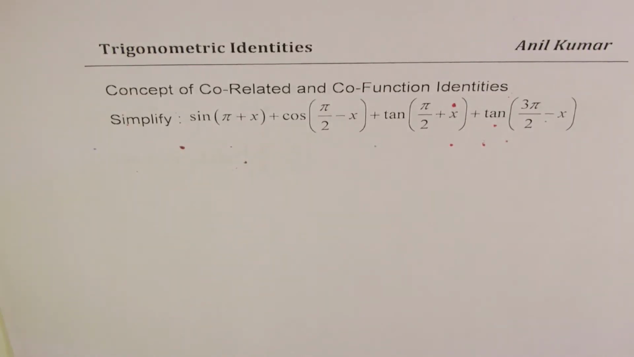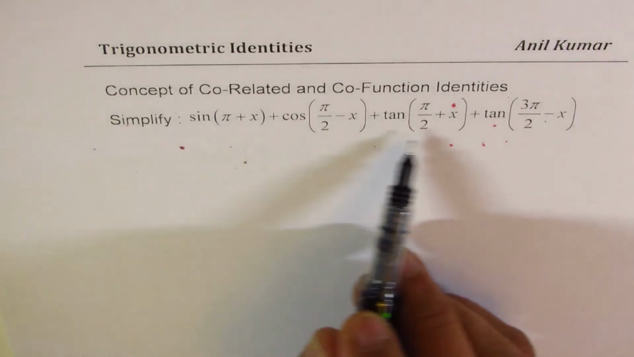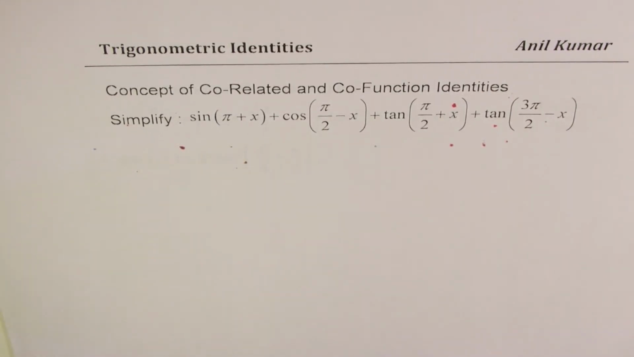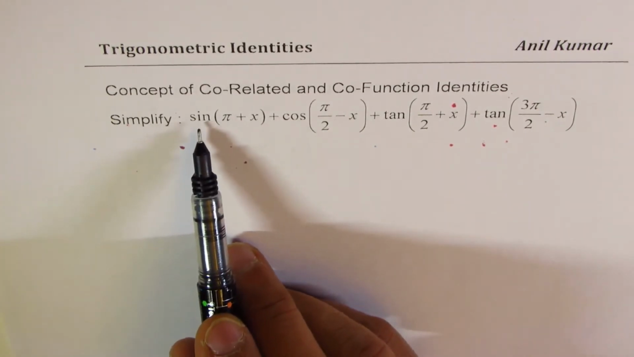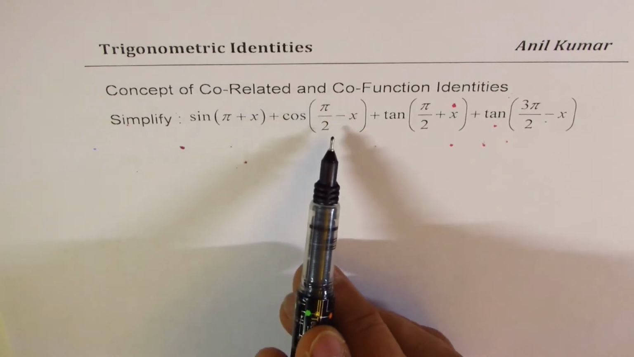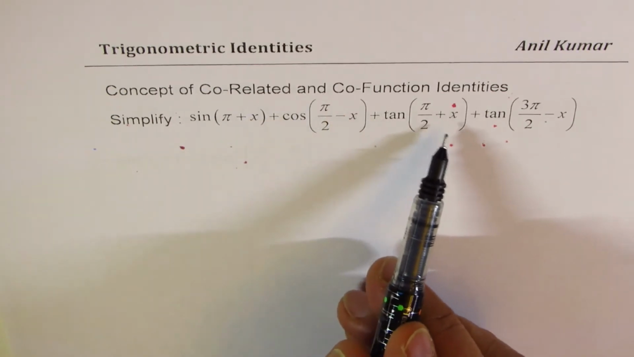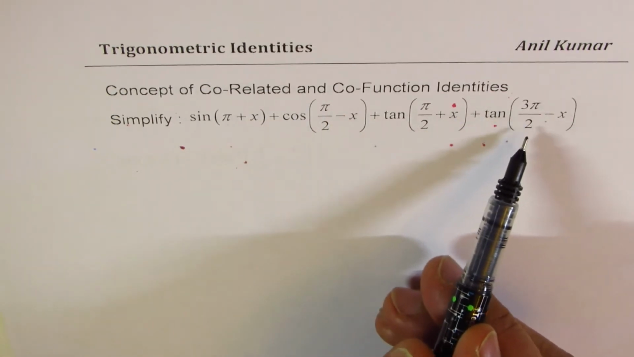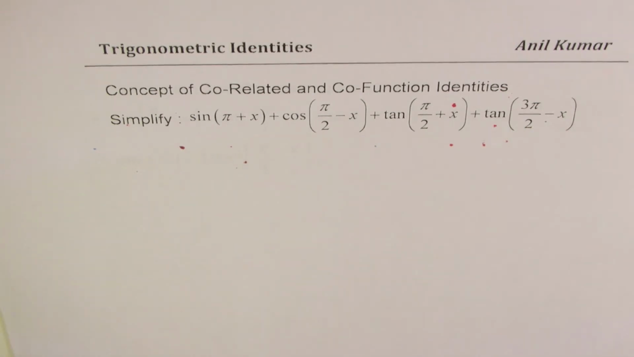So we'll simplify this particular expression before moving into identities. We need to simplify sine of pi plus x, plus cos of pi by 2 minus x, plus tan of pi by 2 plus x, plus tan of 3 pi by 2 minus x. I would like you to pause the video at this stage, simplify this expression, and then look into my suggestions.